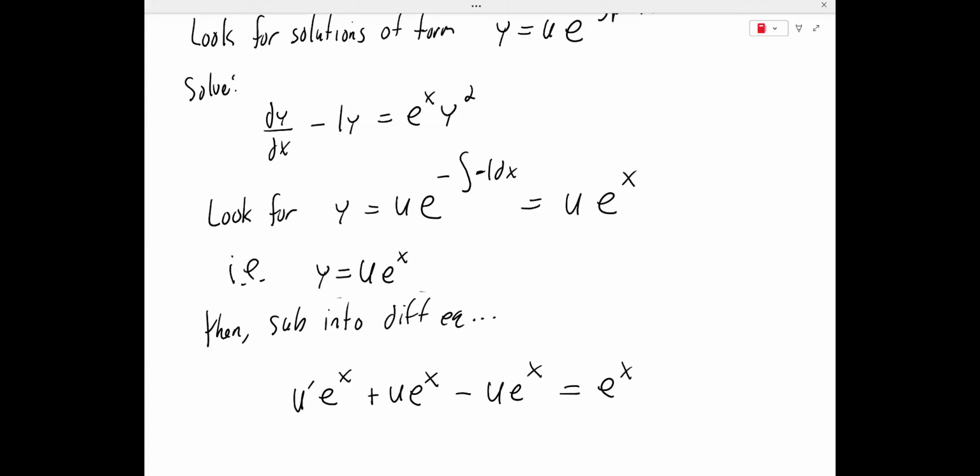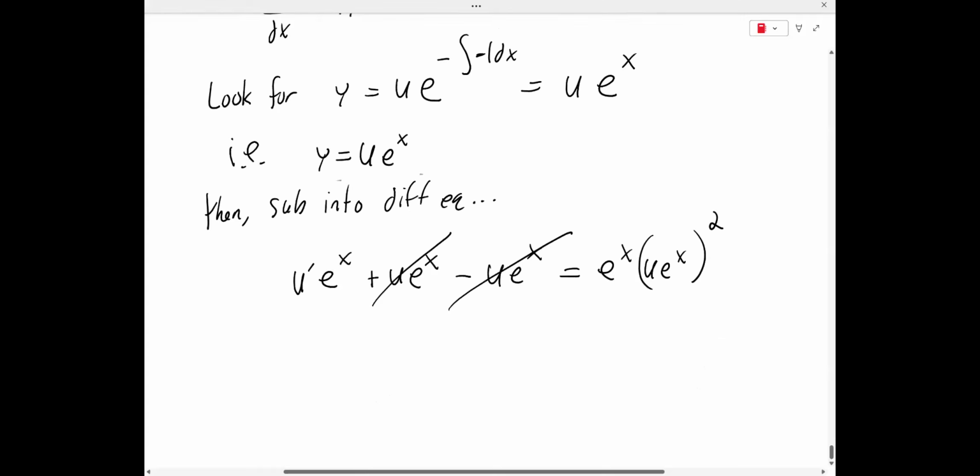So you get e to the x. And now you sub in here. The y there is what? That's u e to the x. So then it reads like this. Anything there so far? Now, once again, these cancel, right? So there's a cancel there. And then you end up with this. You get u prime e to the x equals e to the x, and then a bunch of stuff here.